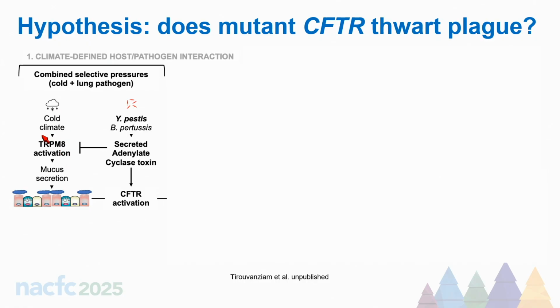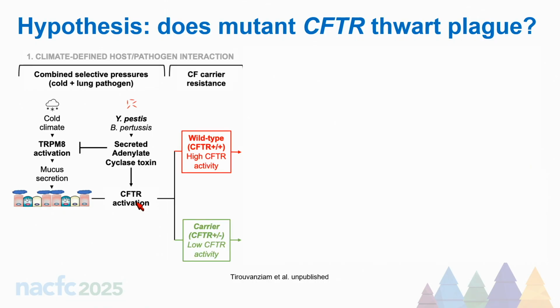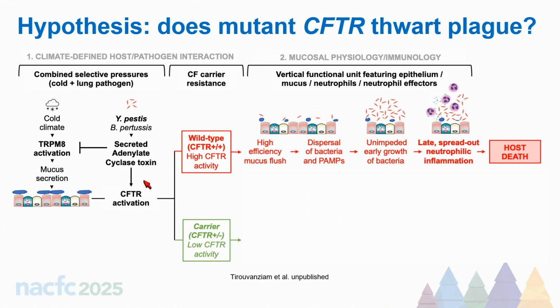Cold climate can create mucus through activation of TRPM8, and Yersinia pestis has a cyclic AMP toxin that it secretes that can actually block TRPM8, actually activate CFTR as well, as we know. So what's the effect? Let's look at the wild type first. If you are pestis, what you want is you want to be dispersed. So you activate CFTR, you block TRPM8, you disperse, you grow unimpeded for 2 to 4 days.